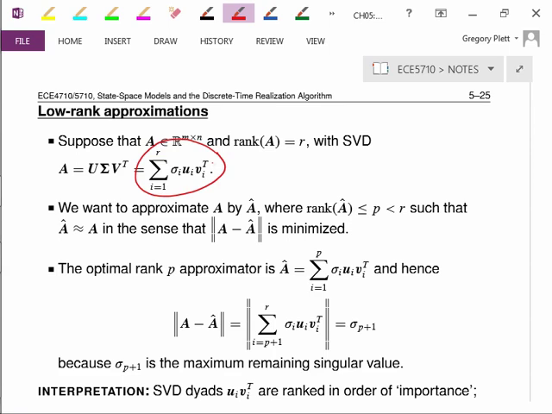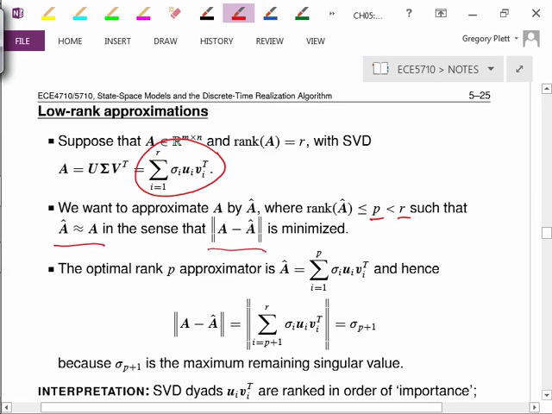We want to approximate the matrix A with a different matrix A hat that has the same dimension, because I need to still perform the operation y equals A times x. So it has the same dimension, but it has a lower rank, rank P instead of rank R. So that in some sense, A hat is similar to A, and in particular, such that the norm difference between A and A hat is minimized.